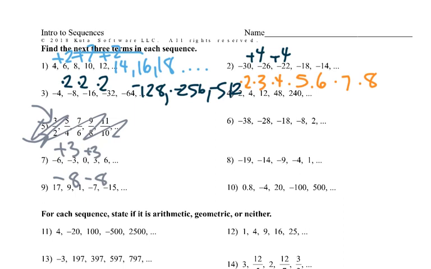If we look at number 10, this one's interesting. We go positive to negative to positive to negative. So we're actually multiplying by negative 5 each time. That's how it changes from positive to negative.